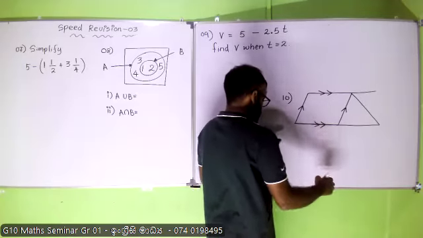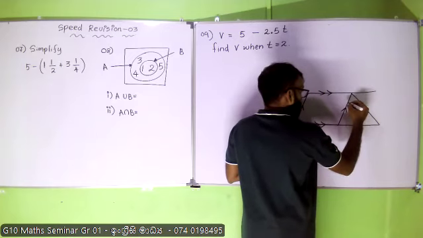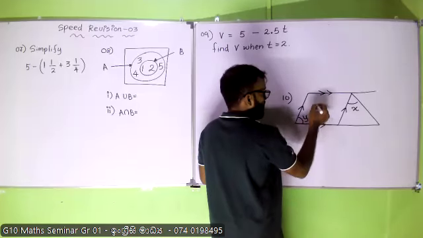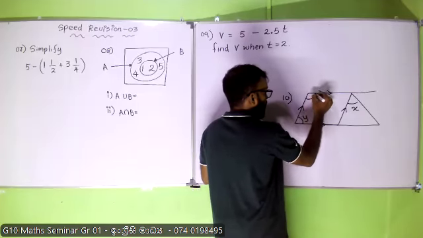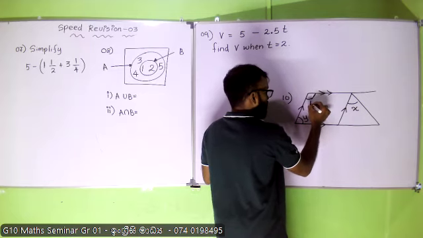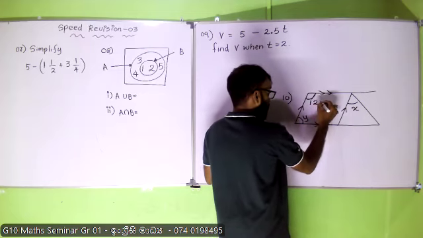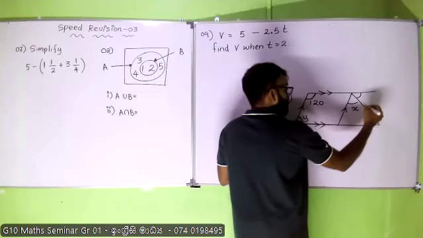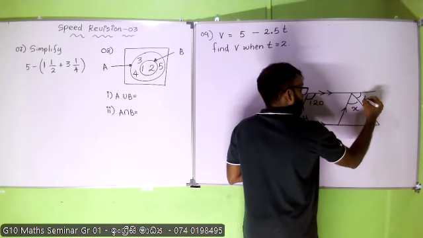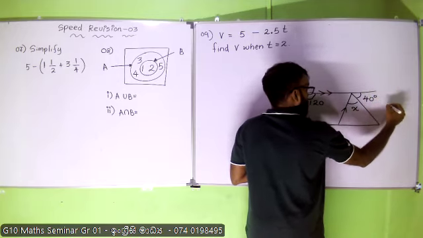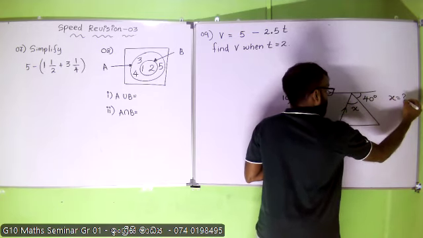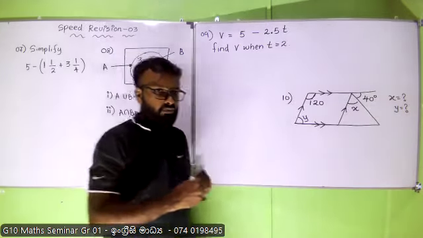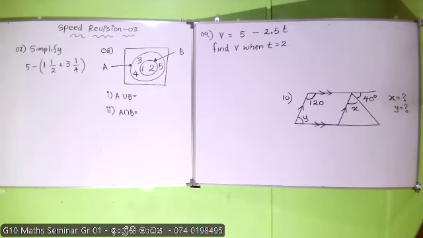These lines are parallel. This is X. This is Y. This is 120. This angle is 40. What is X? What is Y? What is X? What is Y? This is the last.